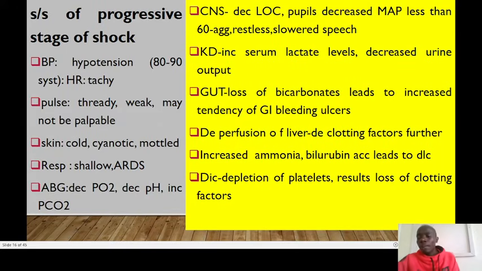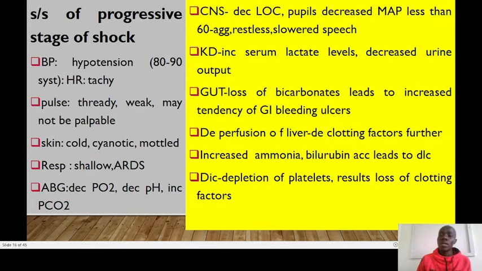So the patient could have hypotension, and the heart rate may still try to compensate, where you have tachycardia. The pulse may be thready, weak, and may not be palpable. The skin will be cold, cyanotic, and mottled. Respiration will be shallow. The patient could even suffer from acute respiratory distress. The ABGs will show decreased partial pressure of oxygen, decreased pH, and increased partial pressure of carbon dioxide.